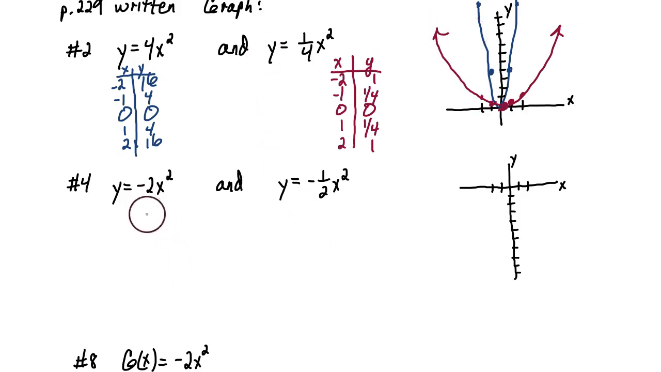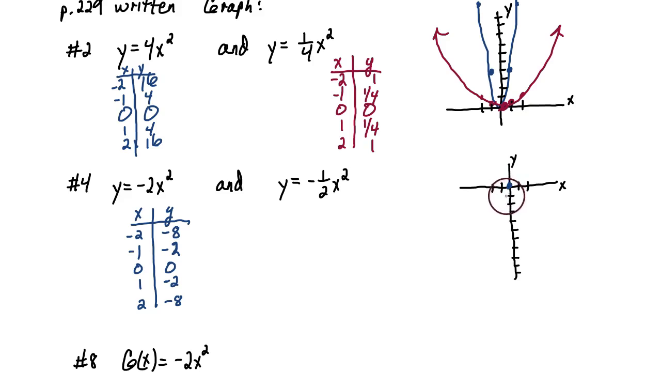For number 4, same idea. Let's make xy tables to graph these parabolas. Because there are no extra terms besides the x squared term, the vertex is 0, 0. Here are 2 numbers to the left of 0 and 2 numbers to the right of 0. 1 squared makes 1, and negative 2 times 1 is negative 2. And this is negative 2. 2 squared is 4, and negative 2 times 4 makes negative 8. And this is negative 8. So let's graph this parabola.